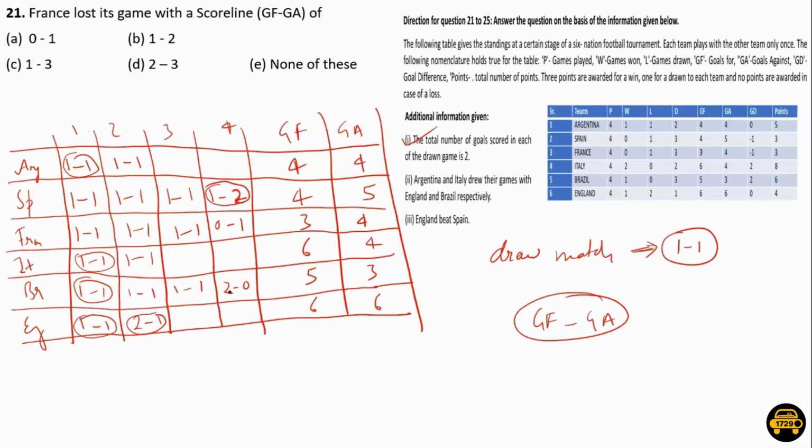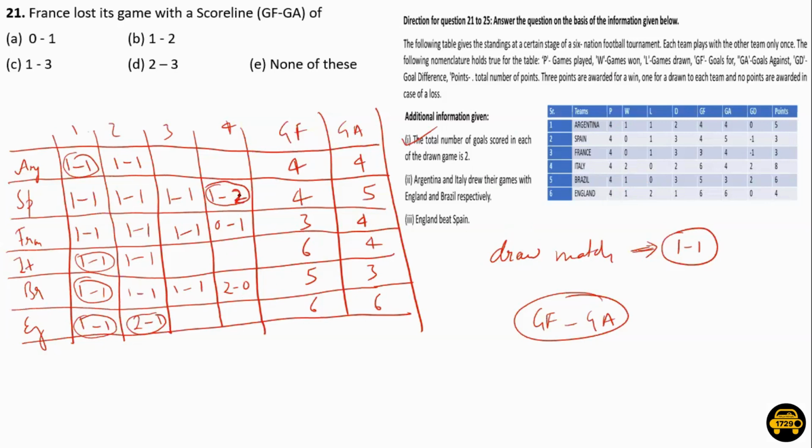Now Brazil has won one match. Italy did not lose any match. England lost 2 matches, so both of the matches would have been a loss. Argentina has won one match. Now, we need to find out against which team did Argentina win. This is a question as well, but we can find it here itself.